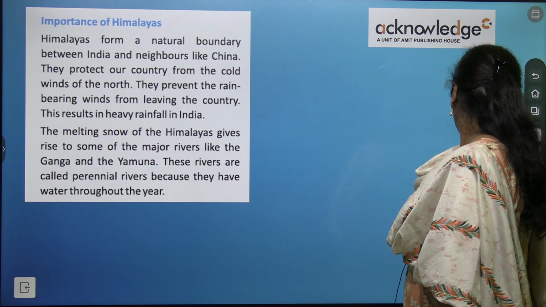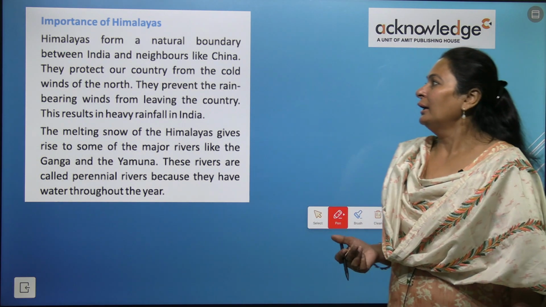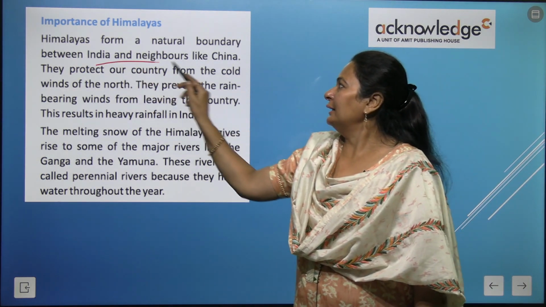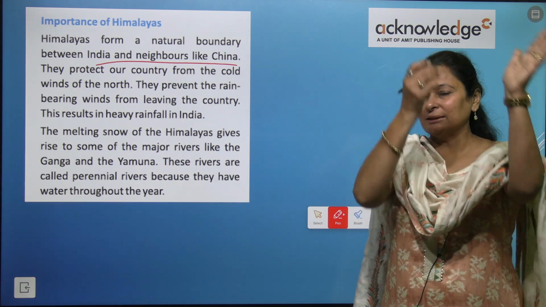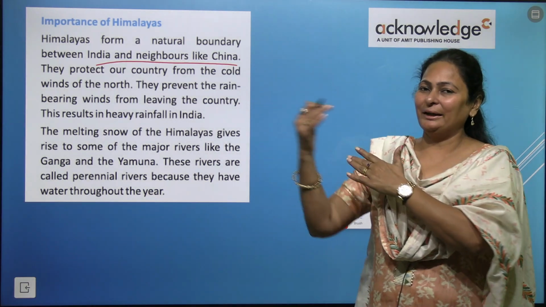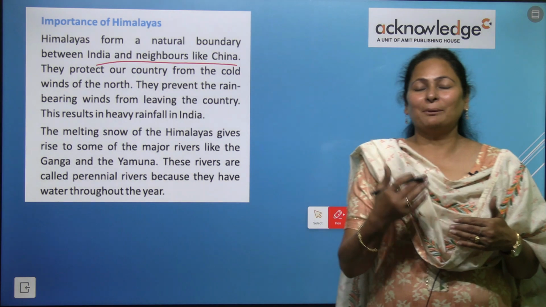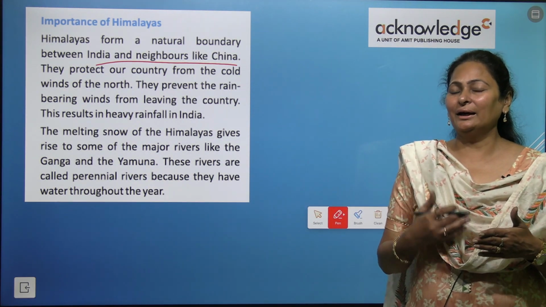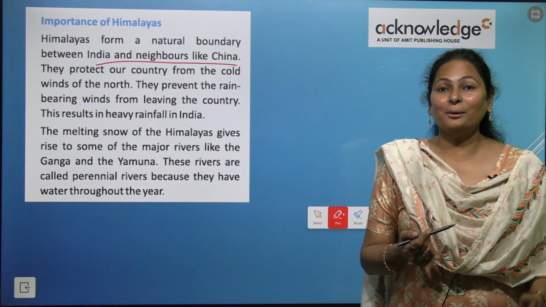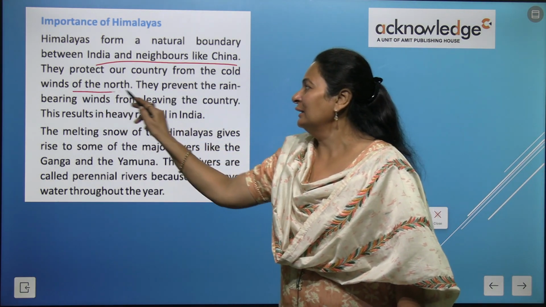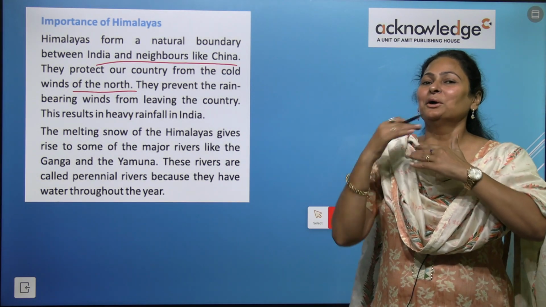Now, the importance of Himalaya. Himalaya forms the natural boundary between India and its neighbor China. The Himalayan range separates India from China, right? They protect our country from the cold wind of the north. It is a barrier against the cold winds.